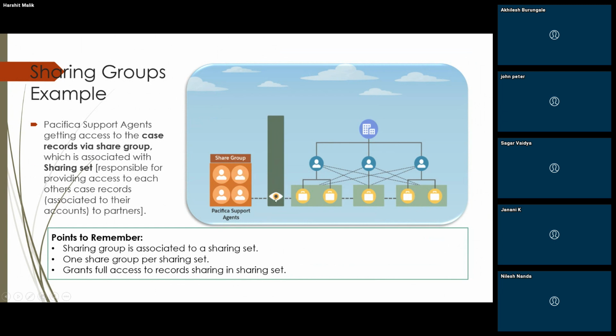What we are doing is first creating the sharing set, where the main branch is your particular account, that is your company. Through this, we are sharing all the data, and we are making sure that the contact's account should be the same. So the contact's related account should match the particular account ID, and the moment it matches, it gets access to all the records. Okay, so if you can see here, it is responsible for providing access to each other's case records associated with their accounts to partners. Partner is nothing but your partner users. All Partner Users is a sharing group that you can use.